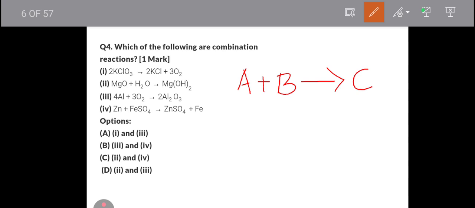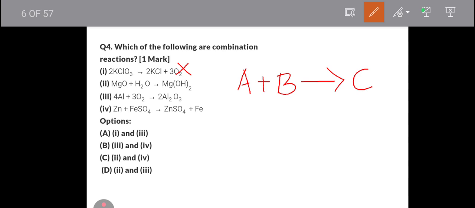Now you just compare all these equations which are given. The first equation is 2KClO3 gives 2KCl plus 3O2. This is not a combination reaction. Why? We are taking a single reactant, and this single reactant is giving two or more products. So this is not a combination reaction. Instead, it is a decomposition reaction. So this option is wrong.